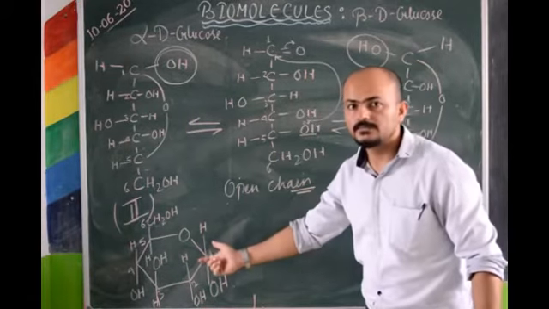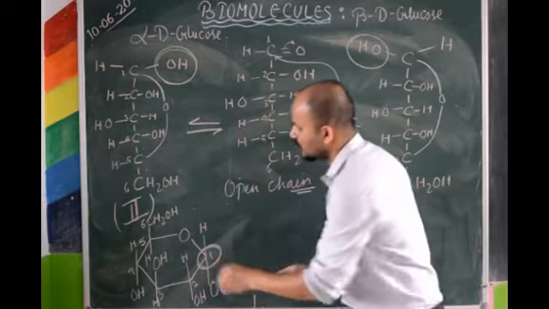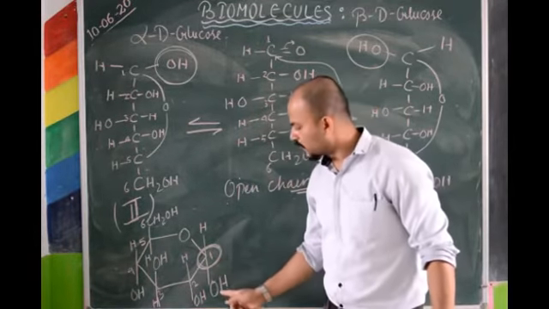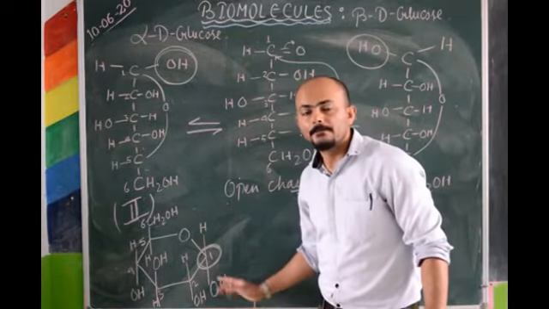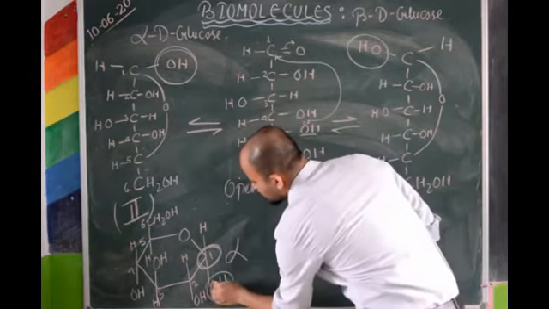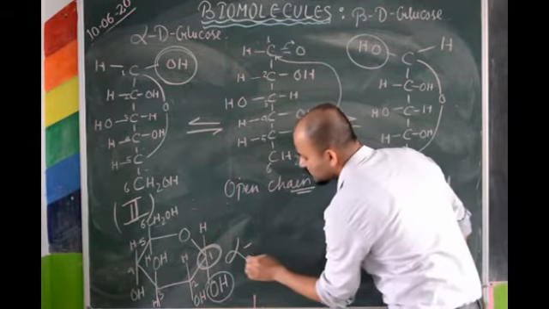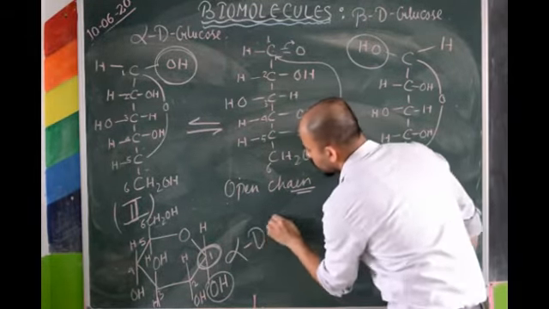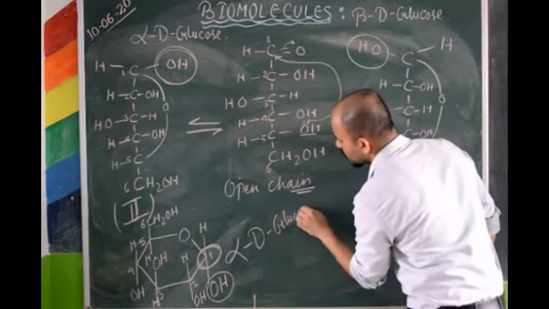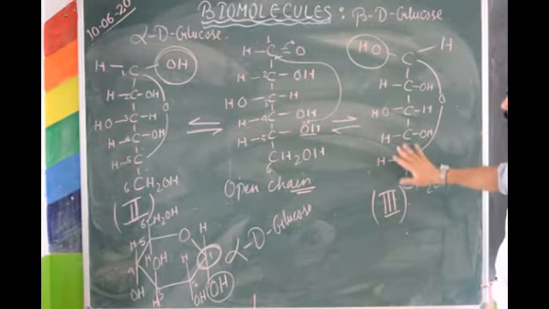Now in this ring form, you have to focus on carbon number 1. This is carbon number 1. On carbon number 1, you have OH group on the below side. Therefore, it is known as what? Whenever this OH group is present below this ring on carbon number 1, then it is known as alpha D glucose. Similarly, the structure of beta D glucose can also be drawn over here.